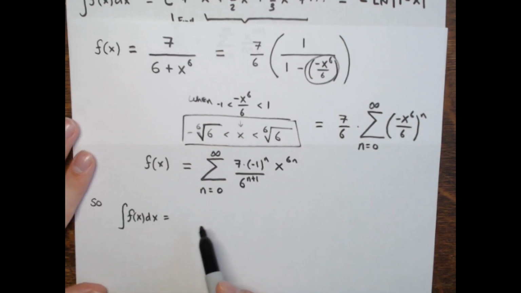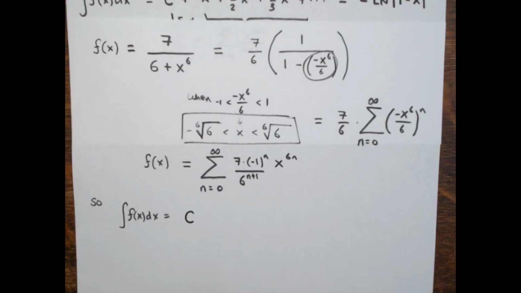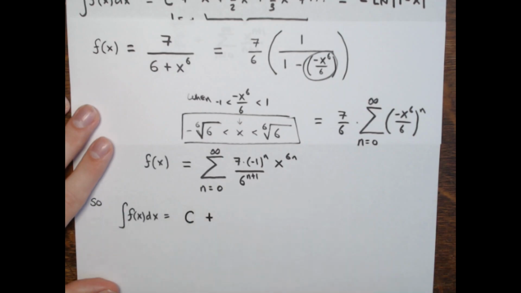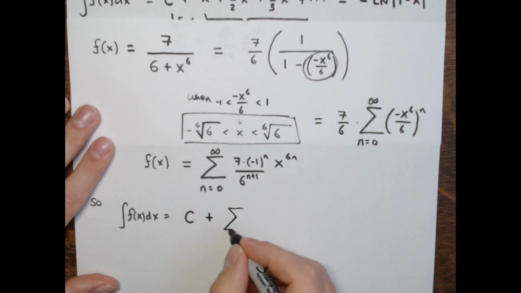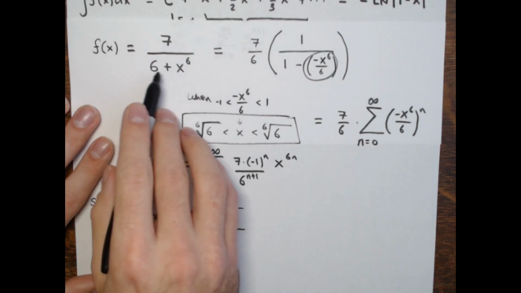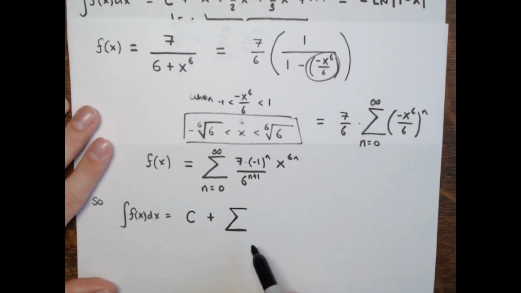So the integral of f with respect to x is going to be some constant, which we'll determine in a second, plus, and then, well, we don't really have to determine this. All they're asking for in this problem is the interval of convergence. So that's probably why they're giving me a function that's difficult to integrate. They don't really expect you to integrate that. They're just asking for the interval of convergence for this new series.